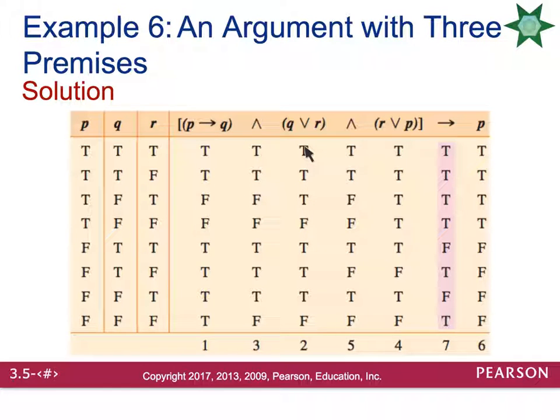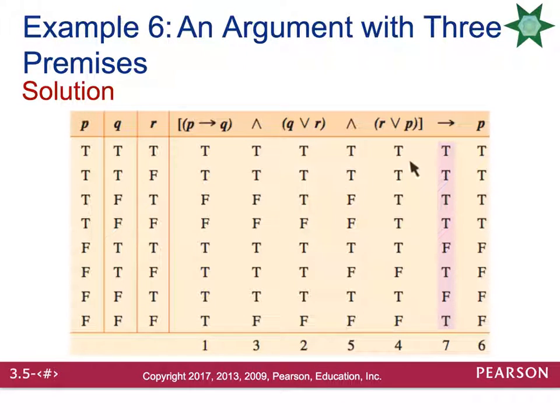Second premise is Q or R, so we just need 1 true. That's true. 1 true, true. 1 true, true. No trues, false. 2 trues, that's true. 1 true, true. 1 true, true. No trues, false. Okay, so there's our second premise, and that's step 2.